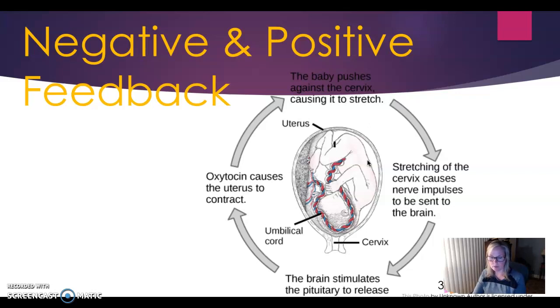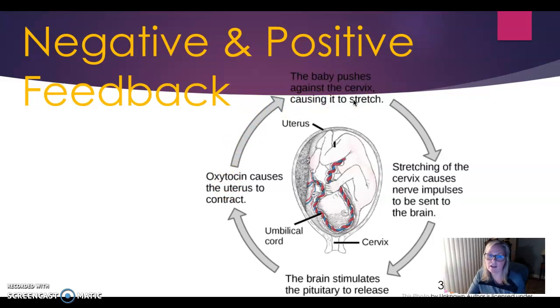Positive feedback loops usually stop when something external interferes with them, because otherwise they are a continuous cycle. The example that I came up with for this was oxytocin release. Oxytocin causes a maternal uterus to contract when a woman is pregnant. The baby pushes against the cervix, causing it to stretch. The stretching of the cervix causes nerve impulses to be sent to the brain, which then stimulates the pituitary to release oxytocin. Oxytocin then causes the uterus to contract, which causes the baby to push against the cervix. And you can see it's a continuous loop.